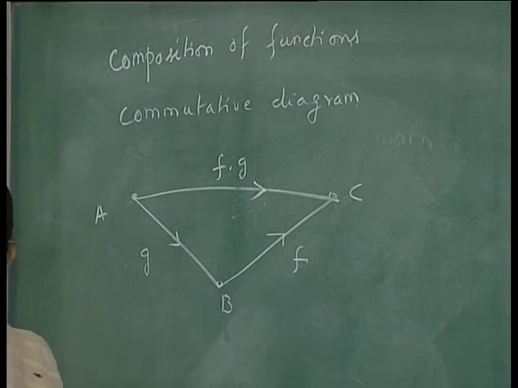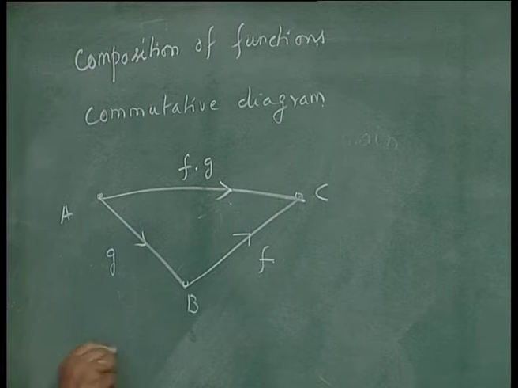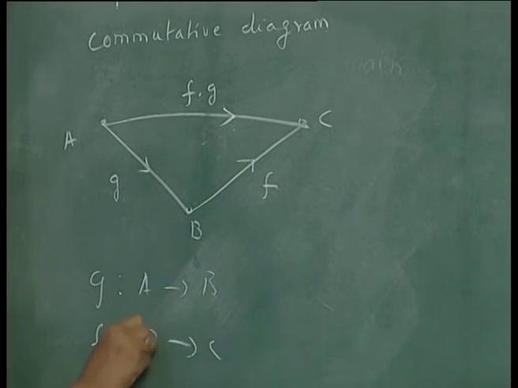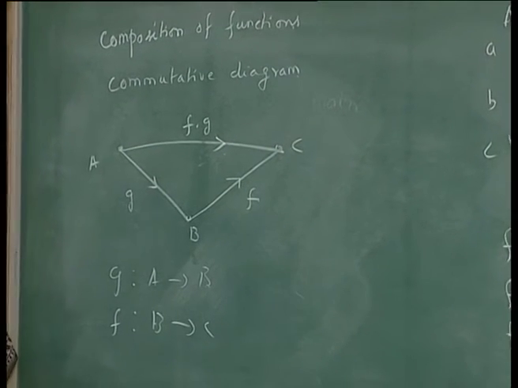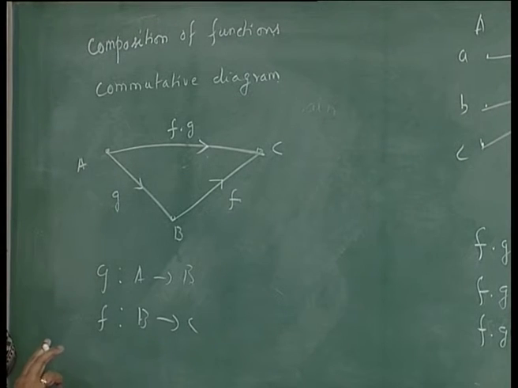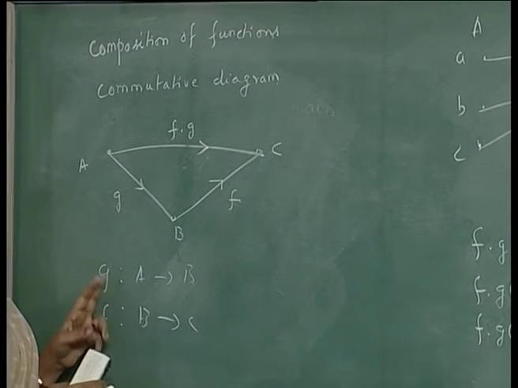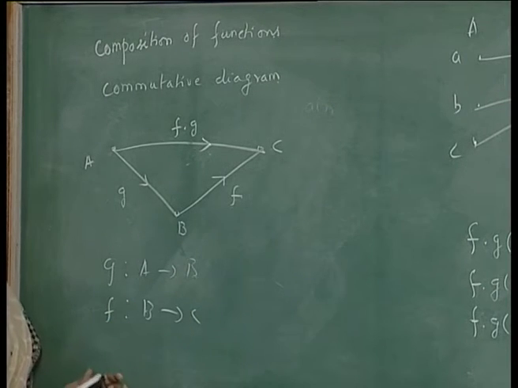Now, composition of functions is an associative property. Here you must note that if you want to have this composition, g is from A to B and f is from B to C. If these are different, then you cannot talk about the composition. In the composition of relations also, we have seen that when you want R1, R2 to be combined, the codomain of R1 should be the same as the domain of R2. Similarly, if you want to have the composition of functions, the domain of f should be the same as the codomain of g.